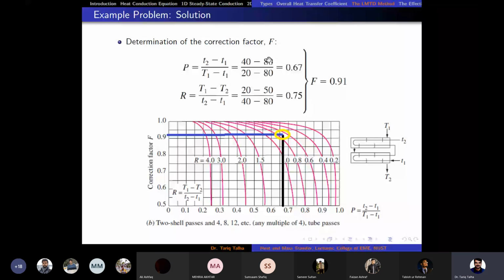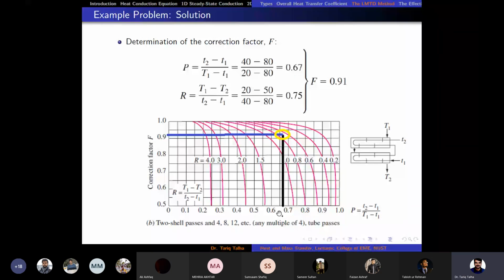So T2 minus T1, small, I am talking about the numerator, and on the denominator side, capital T1 is the inlet fluid temperature at the shell side, which is glycerine. So that was 20, 20 minus 80. If we do that, the P value comes out to be equal to 0.67. Similarly, the R value comes out to be 0.75. So now R value is 0.75 and P is 0.67.